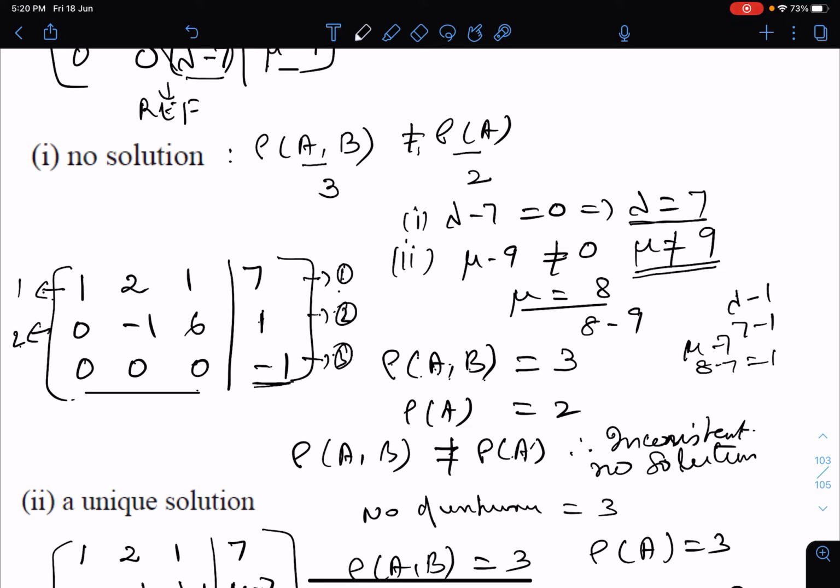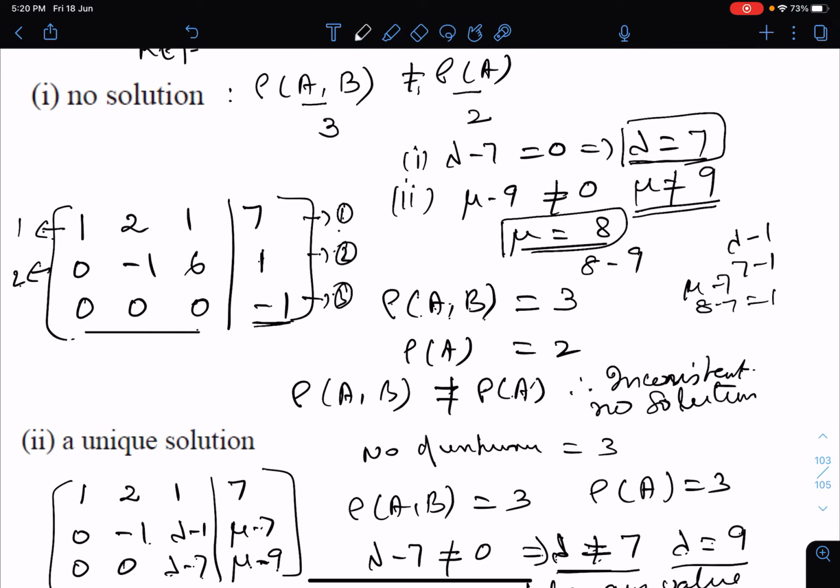Okay, so what are the values we are taking? For lambda we are taking it as 7, and for mu we are taking it as 8 other than 9. Okay, this is also important. Mu should not be equal to 9.